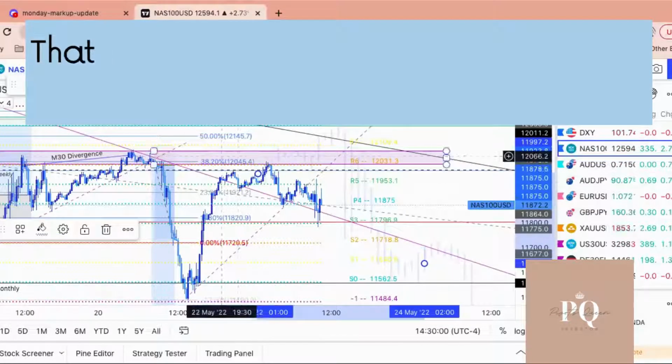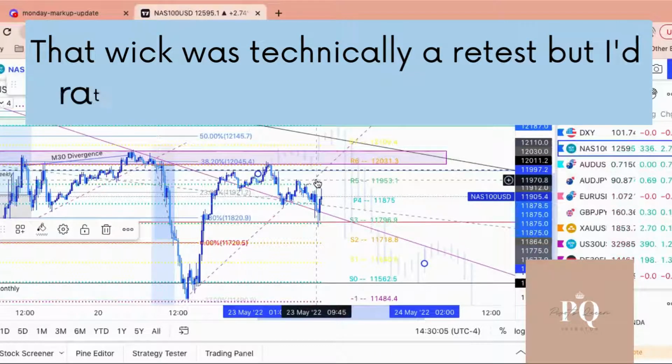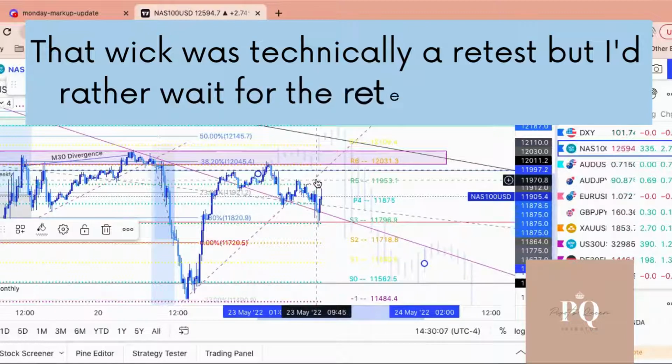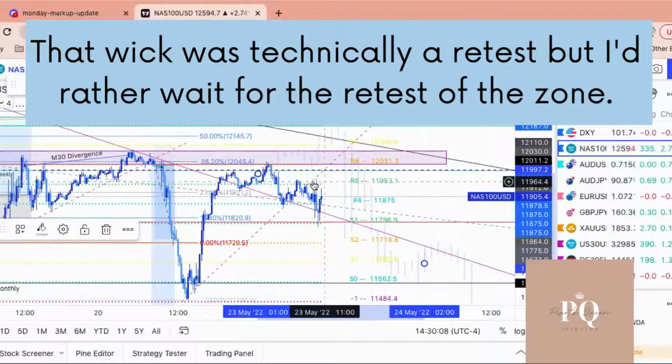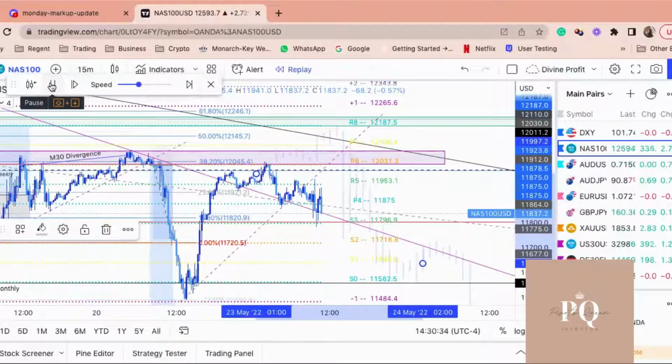This did come in retest. So let me pause here. This did come, and that could technically be a retest. I can't say that I would have entered that one just because of how quickly it happened. Now it's playing out some more.